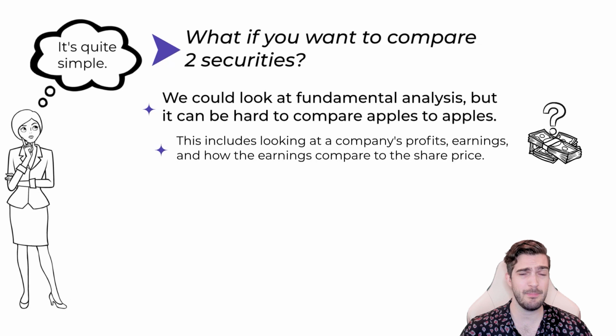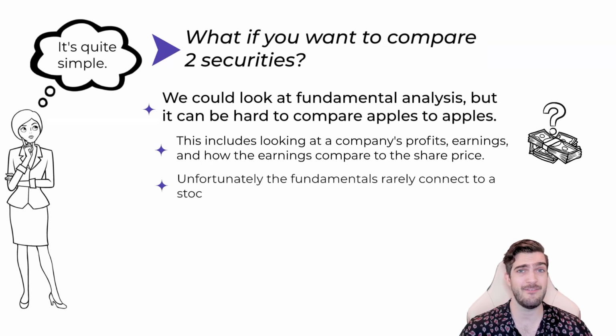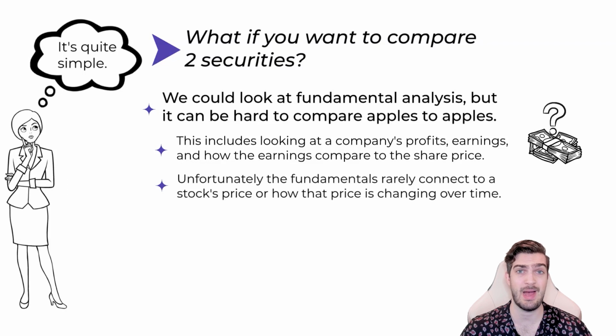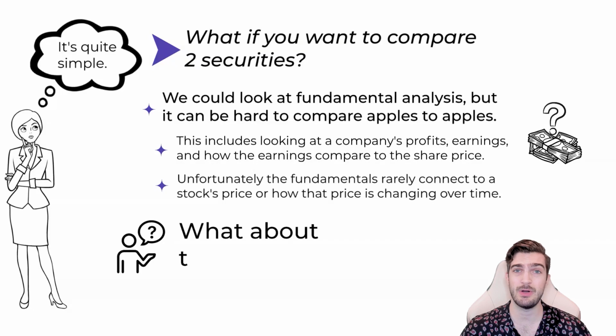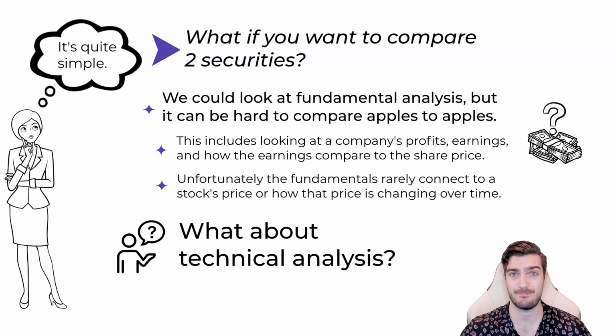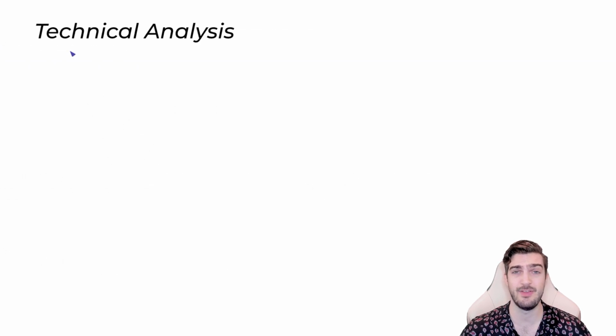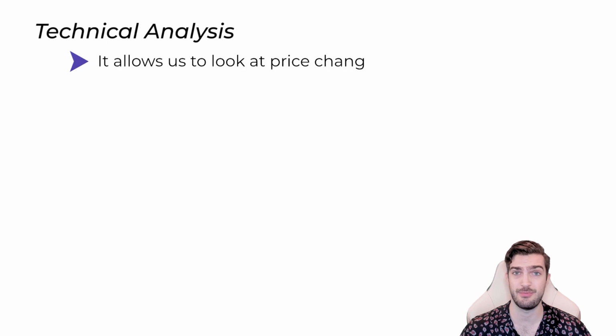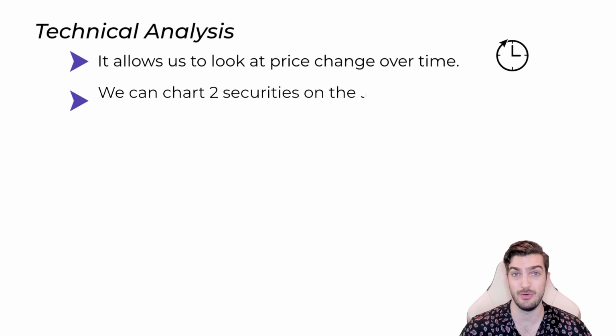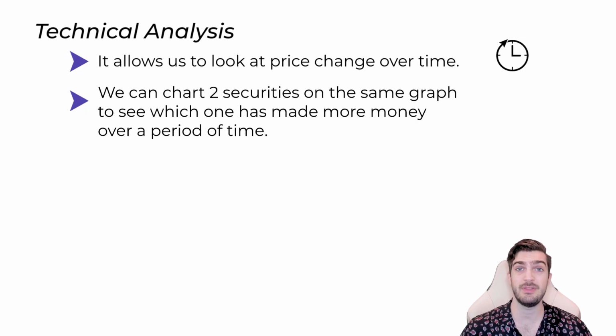But company fundamentals don't always connect to a stock's price, and very rarely do they connect to how that stock's price is changing over time. For that, we might want to look at technical analysis. Technical analysis allows us to look at how a security's price has changed over time, and we can compare two different securities using technical analysis by putting them both onto the same chart and looking at over the same period of time which one has created more returns.